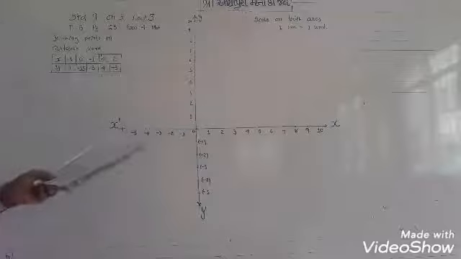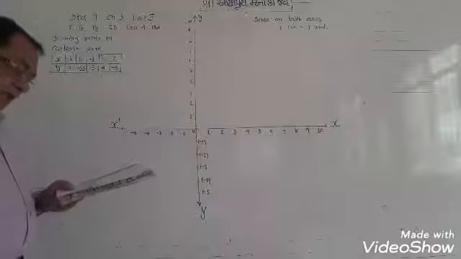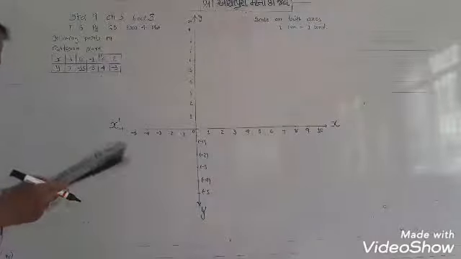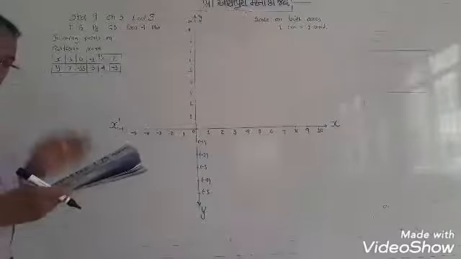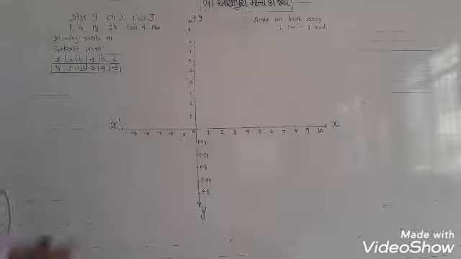Illustrations, example number 4. Plot the following ordered pairs of numbers xy as points in the Cartesian plane. Use the scale 1 centimeter is equal to 1 unit on both the axes. Okay, scale is on both the axes 1 centimeter is equal to 1 unit. I told you to complete the Cartesian plane.